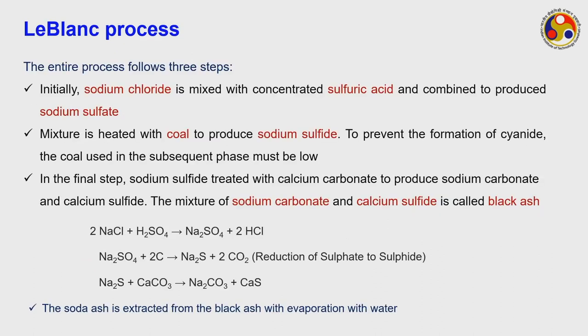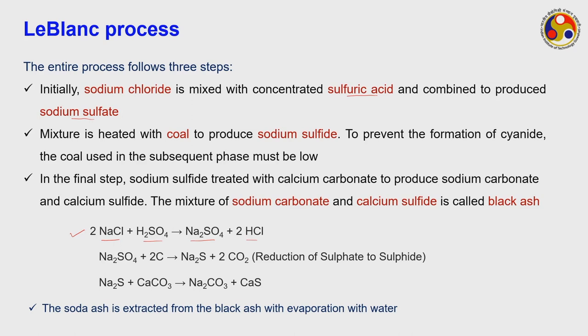In the first process, which we will focus on, the Leblanc process, the entire process follows essentially two steps, the first step and the second step. The second step is actually broken into a series of reactions. What is the first step? Sodium chloride is mixed with concentrated sulfuric acid to produce sodium sulfate. So sodium chloride is mixed with sulfuric acid to form sodium sulfate plus HCl.